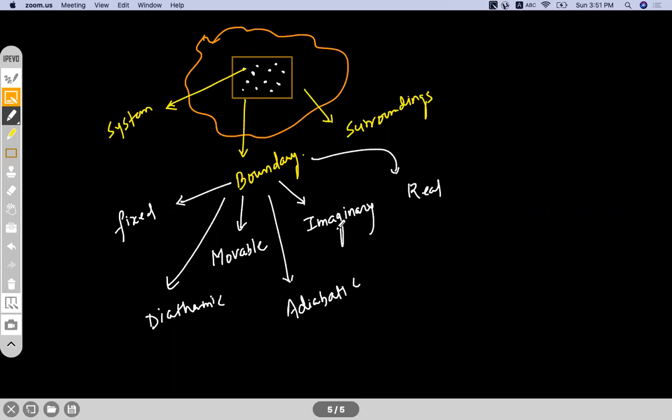No, it's not. System is this gas particle, right? Boundary is this. So if the boundary is moving, either it is compression or expansion, the system is the gas particle only. It's a different thing that it will occupy a different volume. But still we are considering the gaseous particles. The container is not the system. Are you getting it? Copy this down.